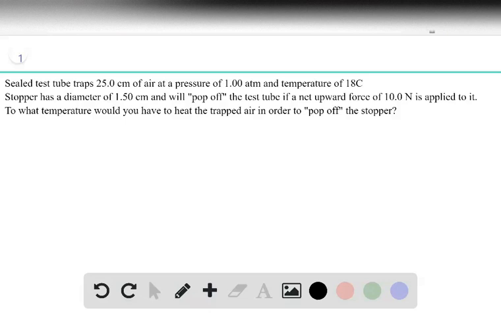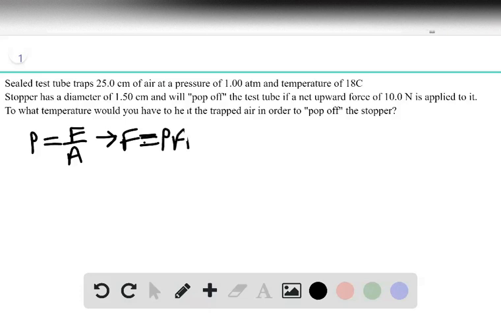So we're given some initial conditions, and we can start this problem. We need to think about the relationship between pressure and force. So pressure is force per area, okay? So we can solve for force by multiplying pressure by area.